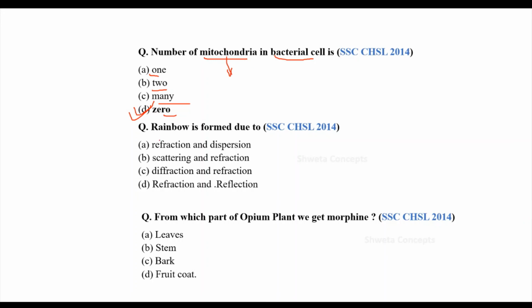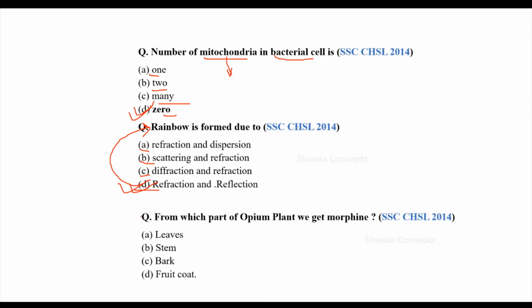Now next question, a rainbow is formed due to which phenomenon? Option A, refraction and dispersion, option B, scattering and refraction, option C, diffraction and refraction, and option D, refraction and reflection. Now the correct answer is option D, refraction and reflection of light leads to the formation of a rainbow.